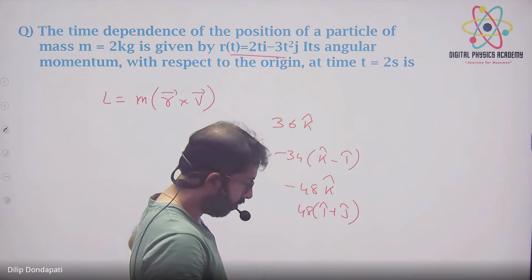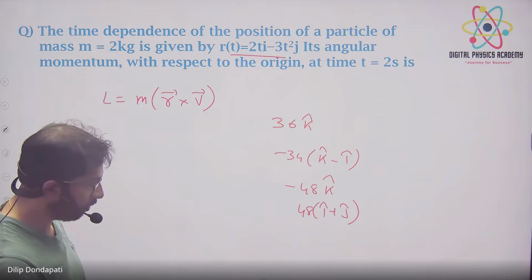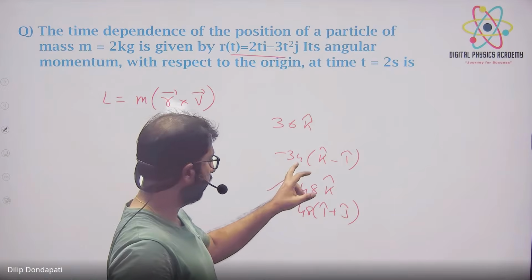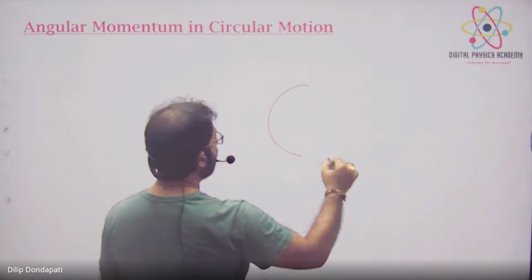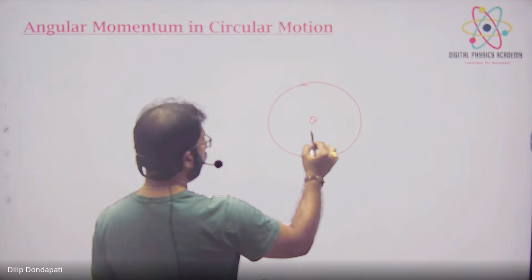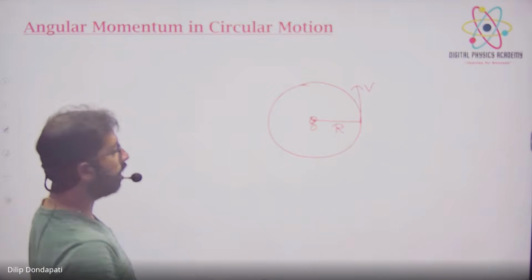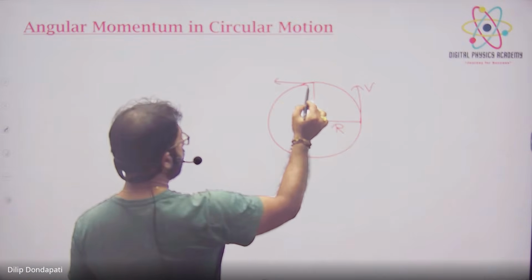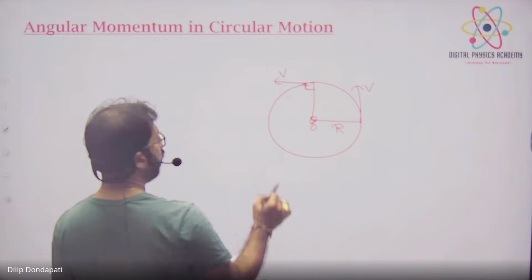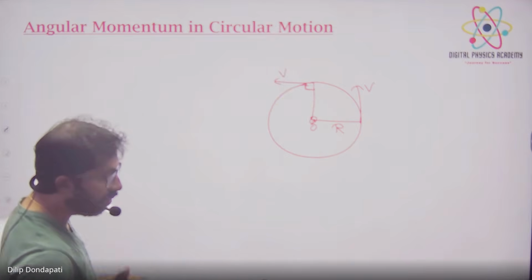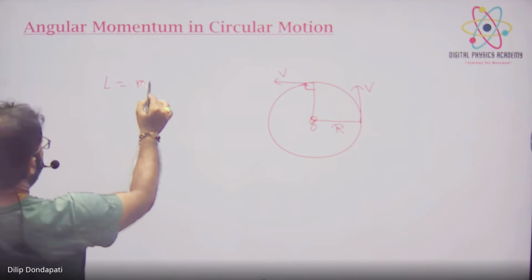Options are given to you. Okay, 1 second. Sir, minus 48 k cap. Correct. Yeah, minus 48 k cap. Got it. Yes. Now angular momentum for a circular motion, tell me formula about center. Okay. At every point of time the radius and velocity are perpendicular, right? So tell me what is the angular momentum formula? m v r sin theta.